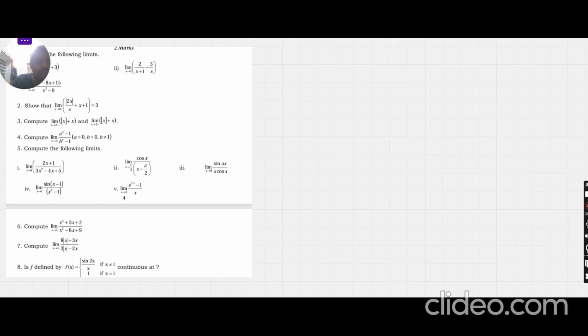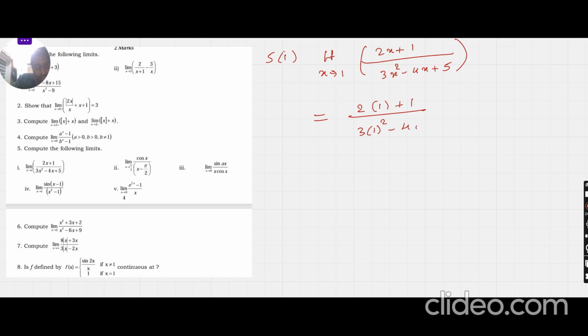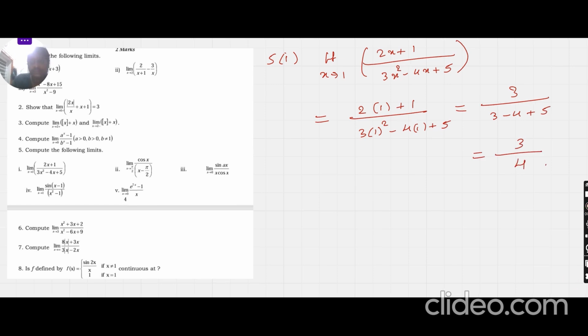See the fifth question. How to do the first one? The question, first one: limit x tending to 1 of (2x plus 1) by (3x square minus 4x plus 5). Directly substitute 1 now. 2 into 1 plus 1 by 3 into 1 square minus 4 into 1 plus 5. Simplification: 3 by (3 minus 4 plus 5), that is equal to 3 by 4. 8 minus 4 is 4. That will be the answer.